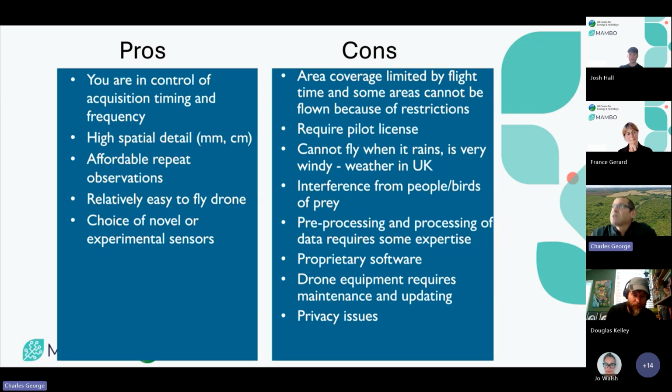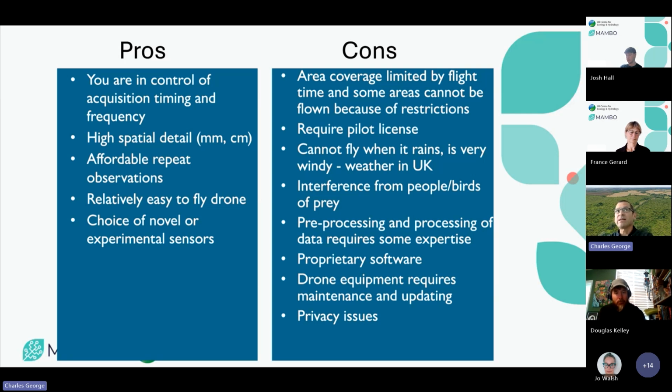So the pros and cons of using drones. France covered a little of this earlier on. So importantly, you are definitely in control of the timing and the frequency. So if it's bad weather one day, you can wait and go the next day. Obviously, high spatial detail. So depending how high you fly, then you can get down to millimeter pixels. But then again, it might be just too much information. So it's something you need to think about.